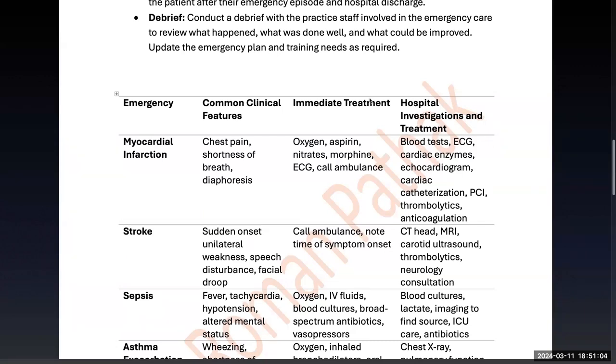Myocardial infarction, one of the most important things you have to know. The presentation can be anything. The patient might come with chest pain. The patient might come with shortness of breath. The patient might just come with diaphoresis. The patient might also just come with abdominal pain, upper abdominal pain.